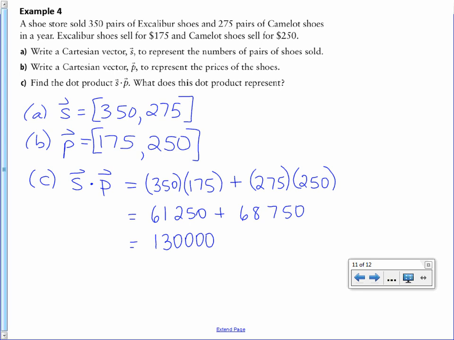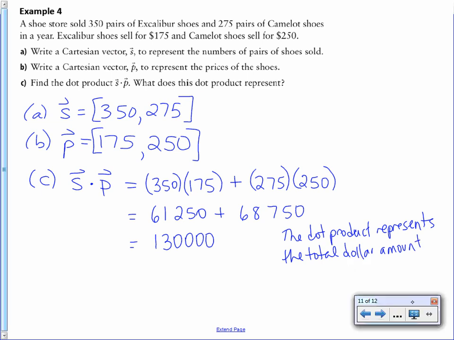What does the dot product represent? The dot product represents the total dollar amount, maybe total value of the shoes, maybe? Is that better? Total value of the shoes.